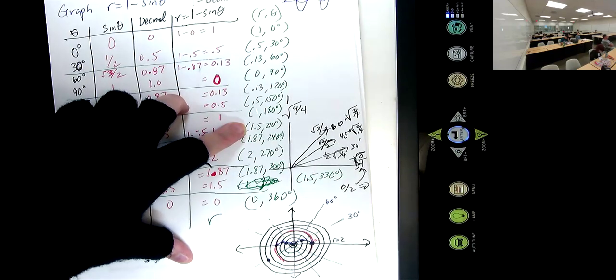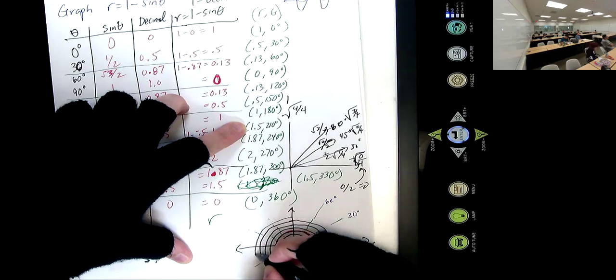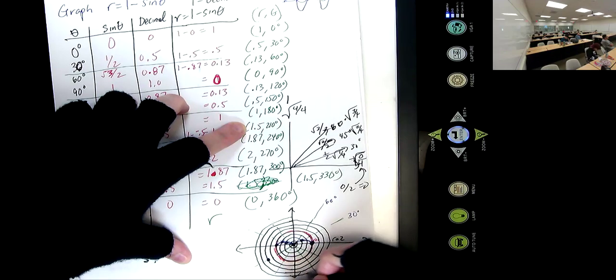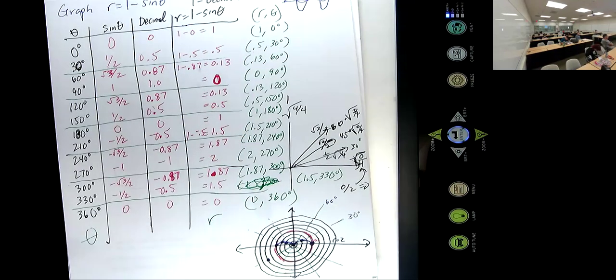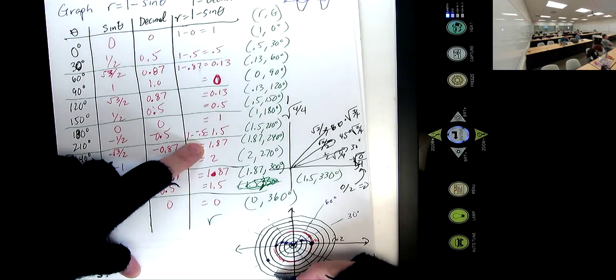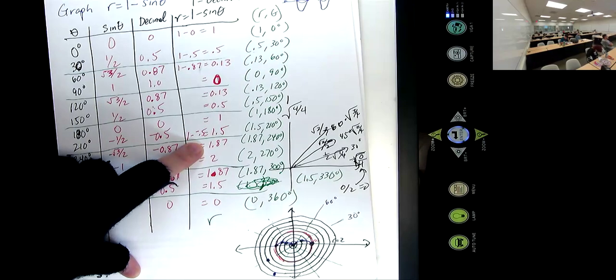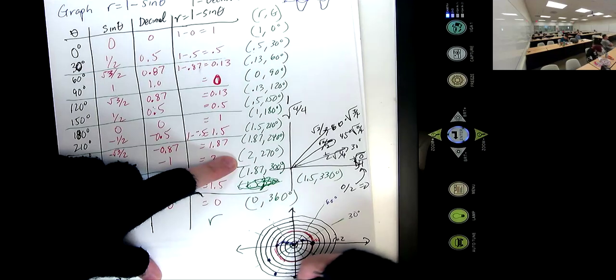Did I not draw enough rings? I didn't draw enough rings. Look at this. I didn't go out 4. That's the r equals 2 line. When I go 240 degrees, it's this line right here, 1.87, almost all the way out to the edge. And when we're at 270, straight down, we are at the 2 units.